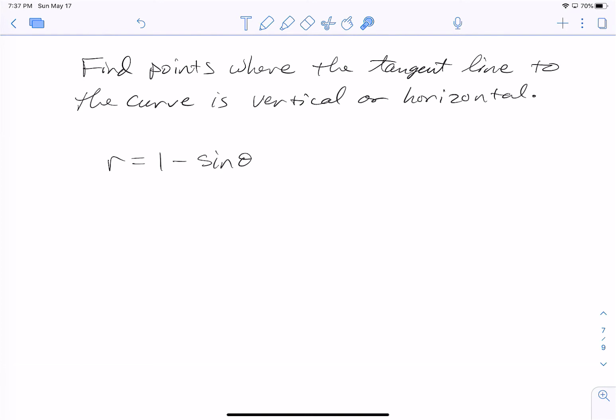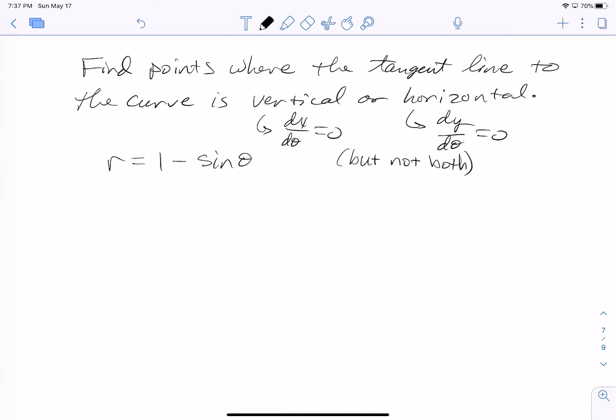We're looking at a curve r equals 1 minus the sine of theta. We're going to find points where the tangent line to the curve is vertical or horizontal. Keep in mind that we have vertical tangent lines when dx/dθ is equal to 0. We have horizontal tangent lines when dy/dθ is equal to 0, but not both at the same time.